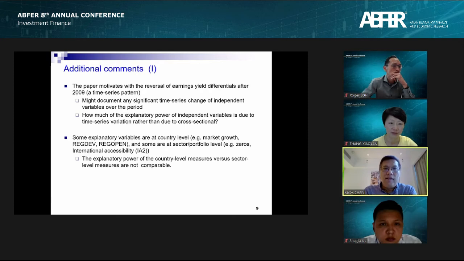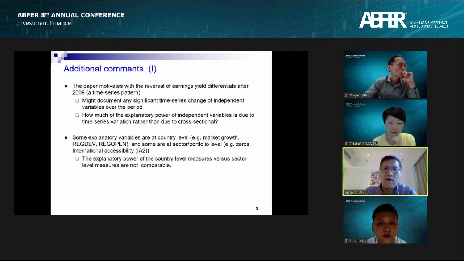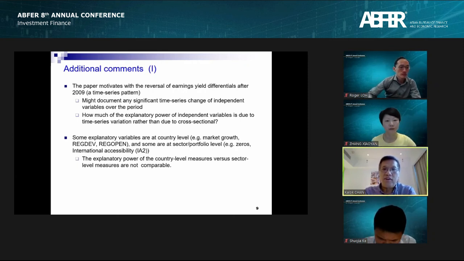So I have some other additional comments. First of all, the paper motivates with the reversal of the earnings yield differential after 2009. Clearly, this is really a time series pattern. In that case, they might want to look at how those explanatory variables have changed over time, especially before and after 2009, so that we can see a better correlation between these explanatory variables and this reversal of the earnings yield differential. And more importantly, I keep asking the question: how much of the explanatory power is due to this time series variation rather than the cross-sectional variation?